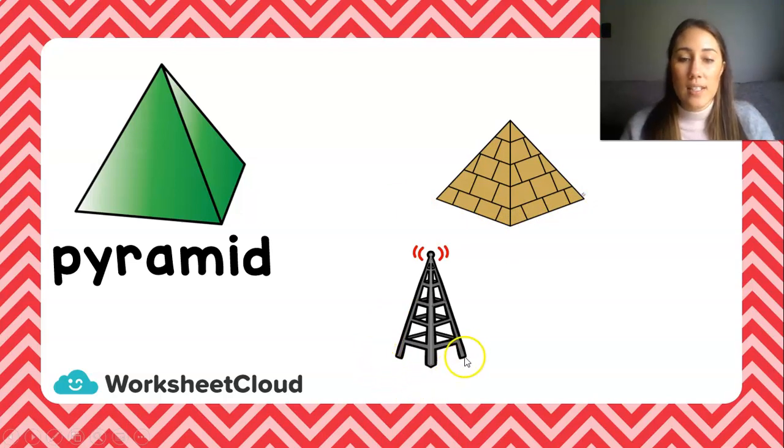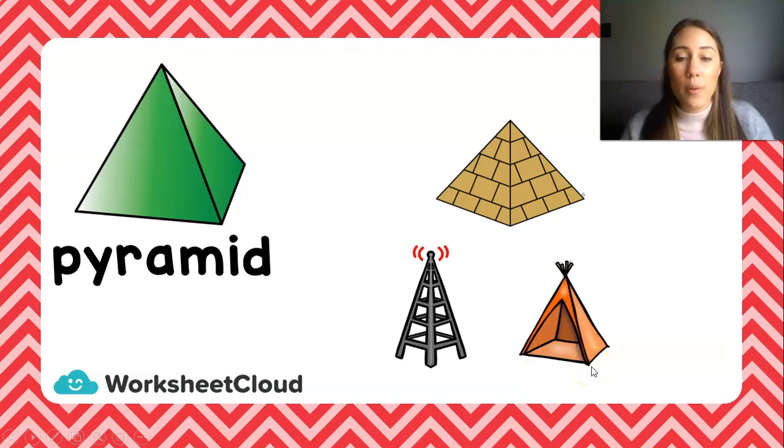Now this is a satellite tower, and these send signals so that you can have internet. And a teepee is also a pyramid. Maybe you've got one of these at home, or you might have one at school, or you might have seen one. And you can see that there are triangles all the way around on the sides, and there is a square at the bottom.